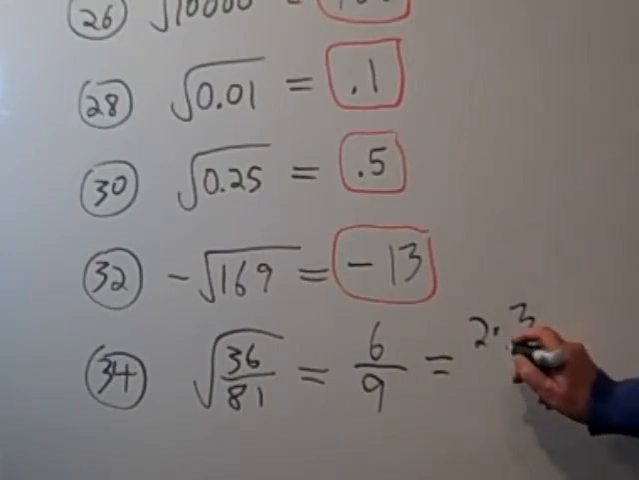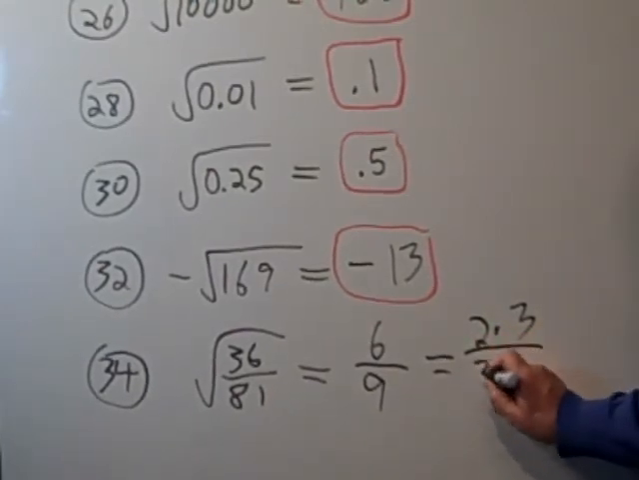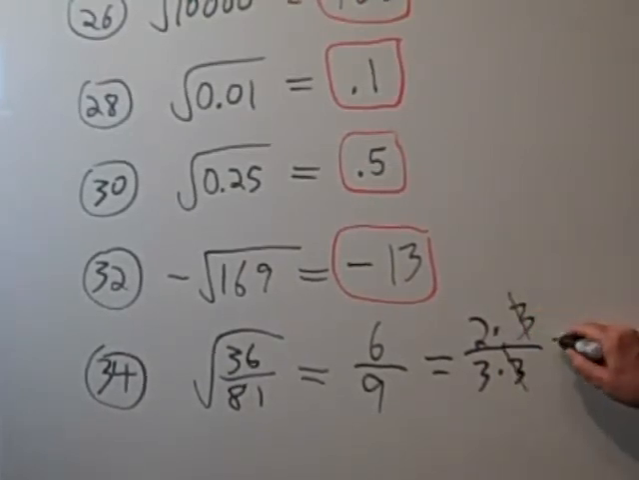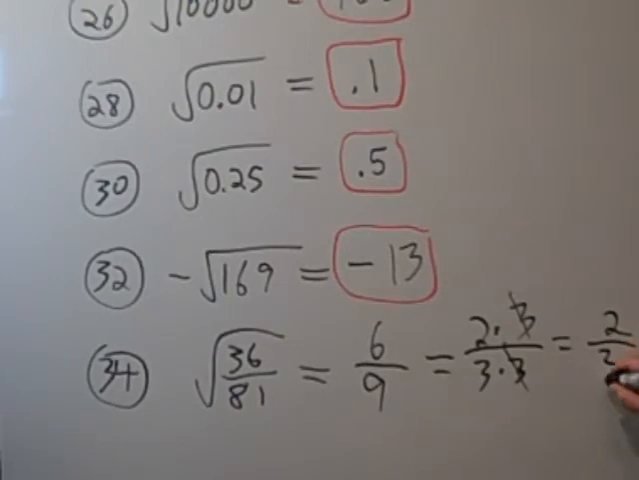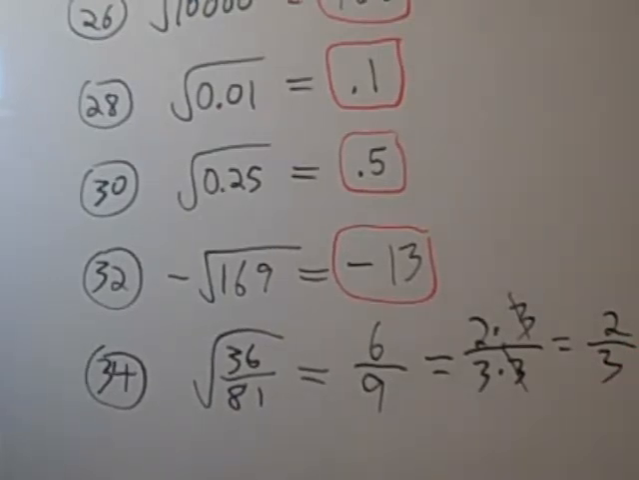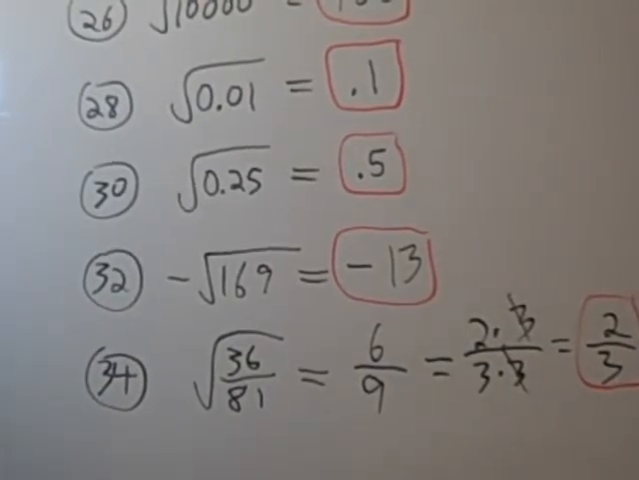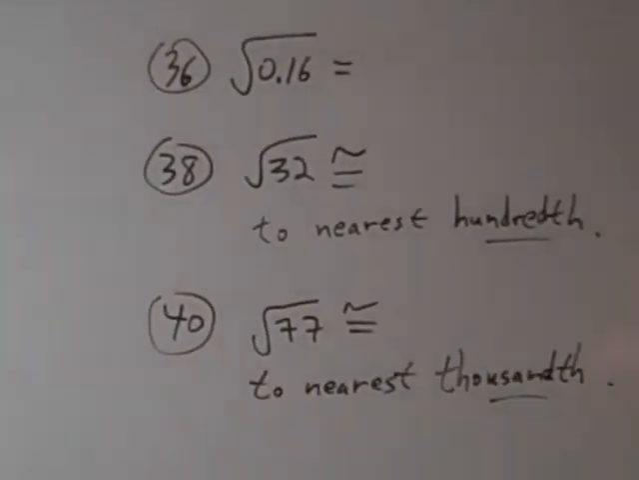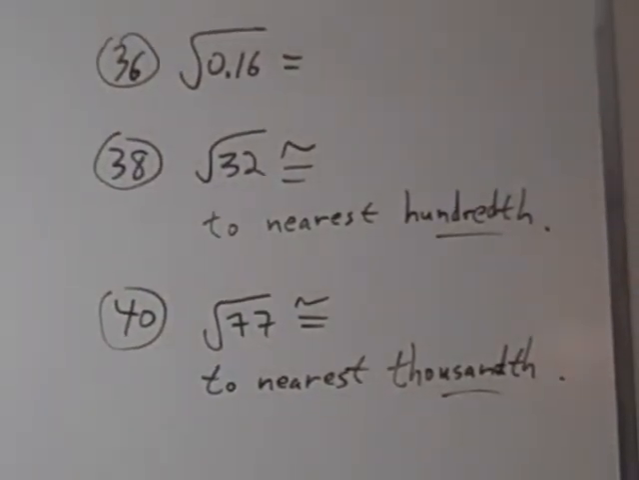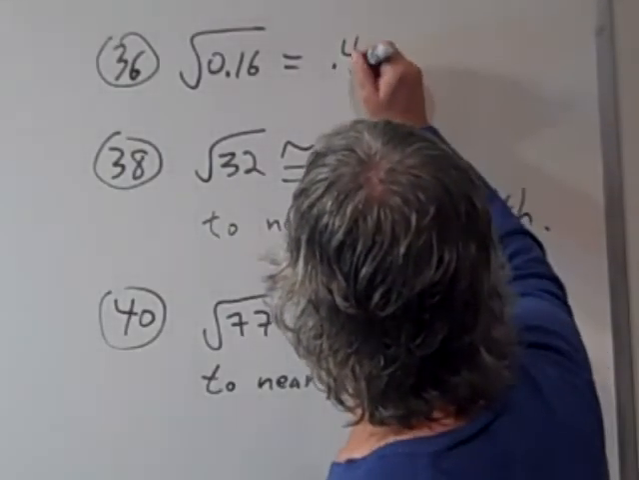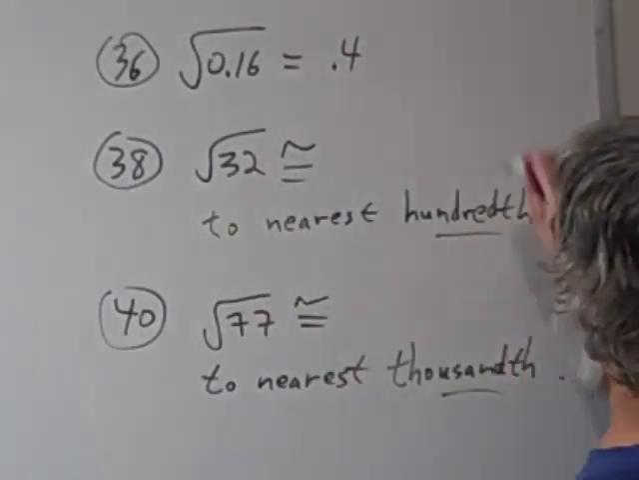And 6 is equal to 2 times 3. 9 is equal to 3 times 3. So we can cancel a common factor of 3, and we're left with 2/3. We could have simplified first under the radical as well. The square root of 0.16 is 0.4, because 0.4 times 0.4 is 0.16.